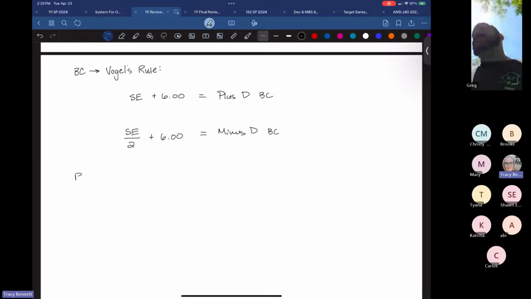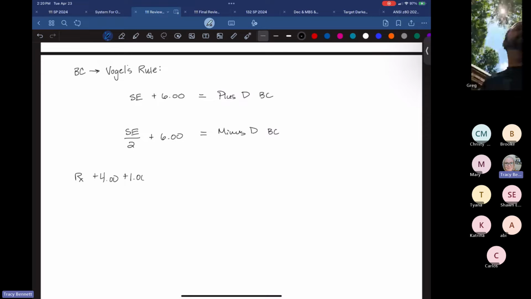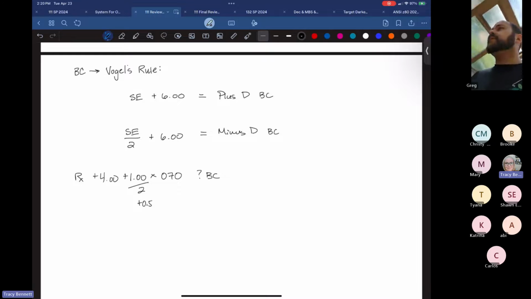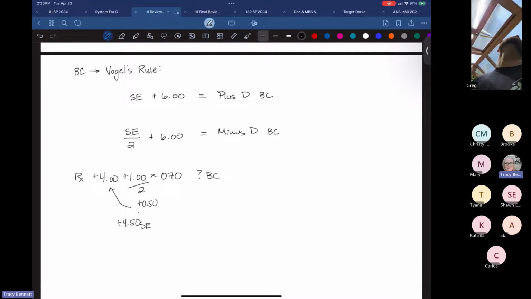So here's an example. We get an Rx, and let's say we have +4, +1 axis. Who cares? So what base curve would we need for this one? First things first, we do our spherical equivalent. That means we take half of the cylinder, so we get plus 0.5. Then we add that in, which ends up with plus 4.50. So that is our spherical equivalent now.